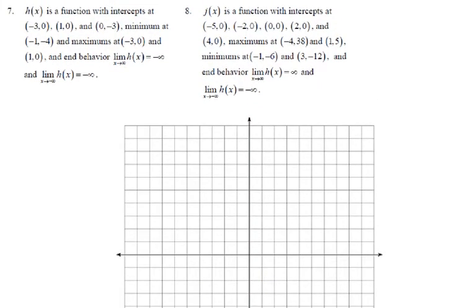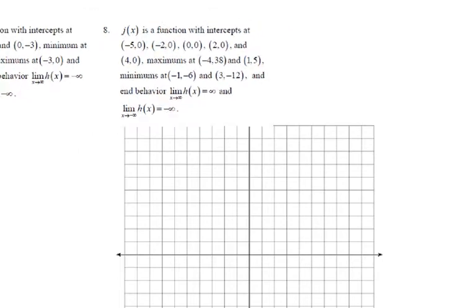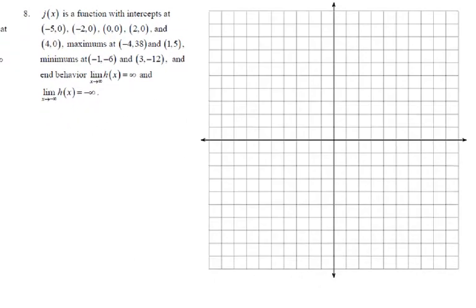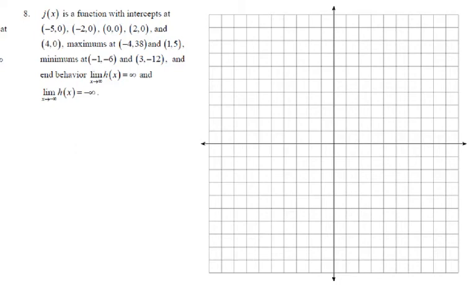Last one, number 8. There we go, much better. Okay, j of x is a function with intercepts at negative 5, 0, negative 2, 0, 0, 0, 2, 0, and 4, 0. So quite a few. Probably going to be a lot of this going on. And maximums at negative 4, 38, and 1, 5. Well, 38 is going to be clear up there, isn't it?